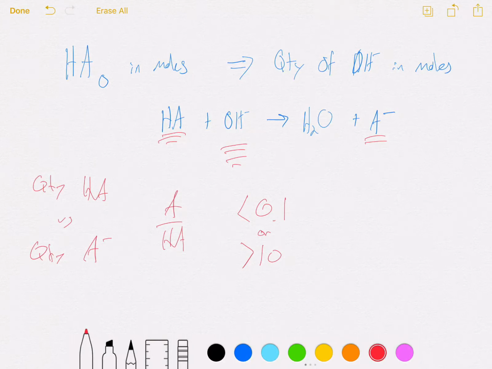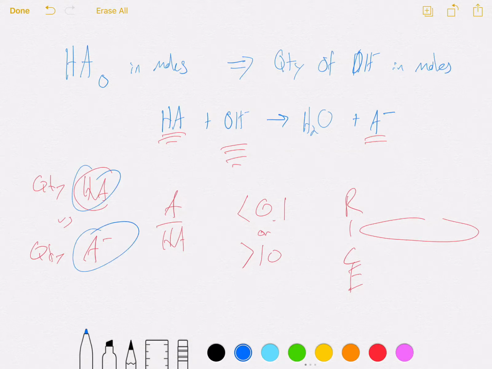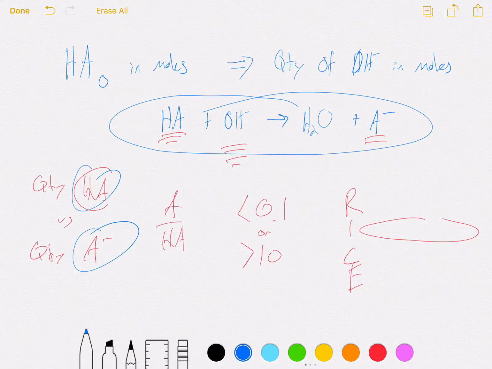And so in that case, you're setting up your ICE table using, in your initial row, the molar concentrations of A and HA that are there after you've done this neutralization reaction, and your H plus will be set to 0, and you solve for your X, and then that's how you figure out your pH.